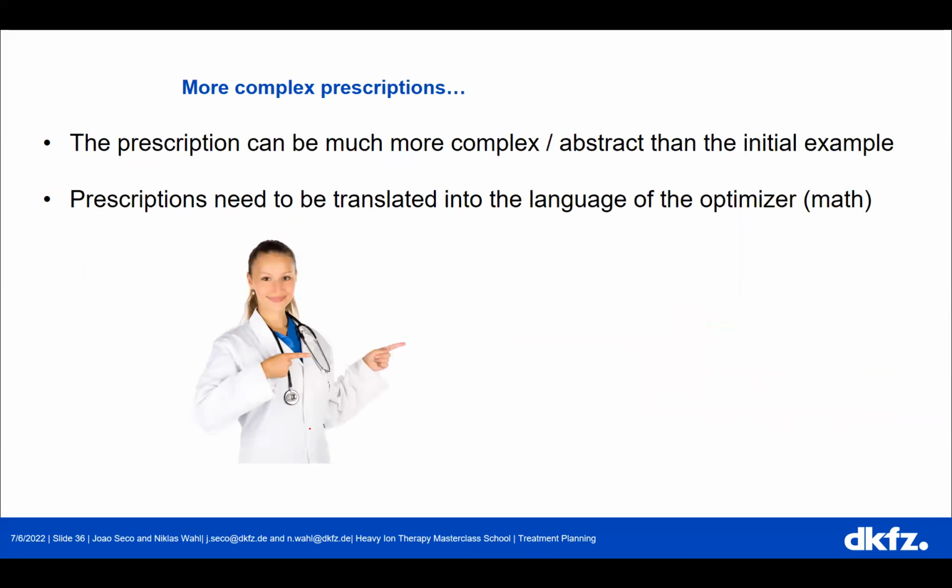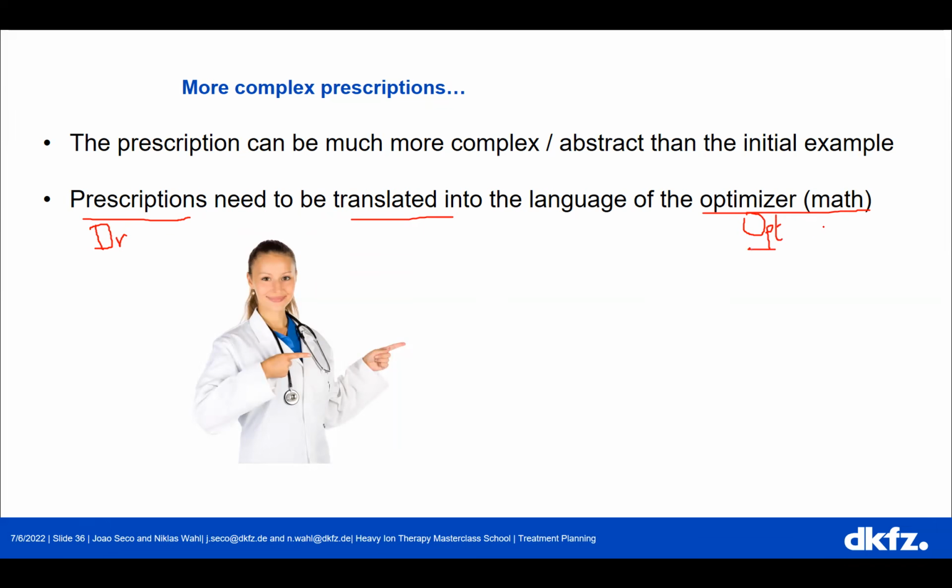Okay, so the prescription can be more complex and abstract than the initial one, but the prescription has to be converted into a math optimizing problem. So you have a prescription that's given to you by the doctor. The physicist has to do this translation into an optimizing language, right? So the doctor defines what he wants to do, and you have to convert this into an optimization problem. This is the tricky part, where the physicist comes in and does the work.